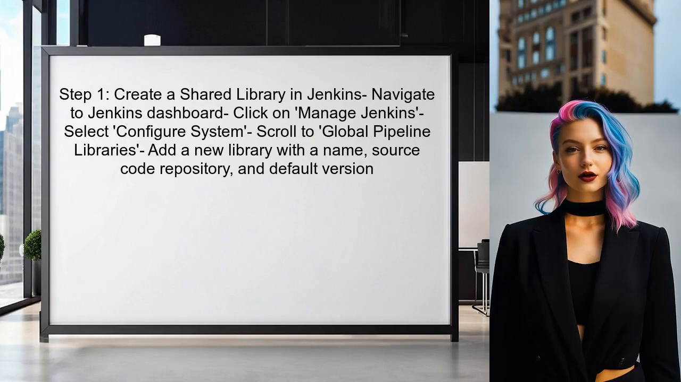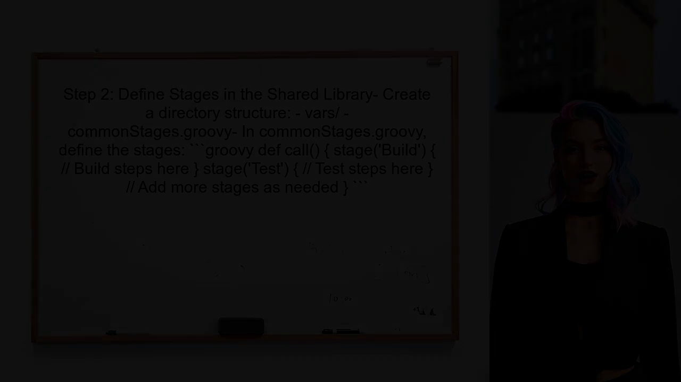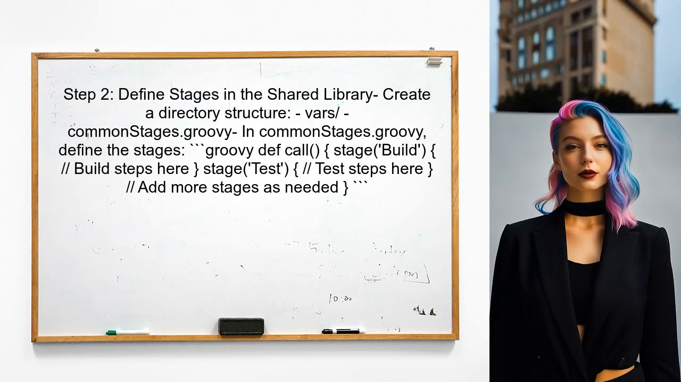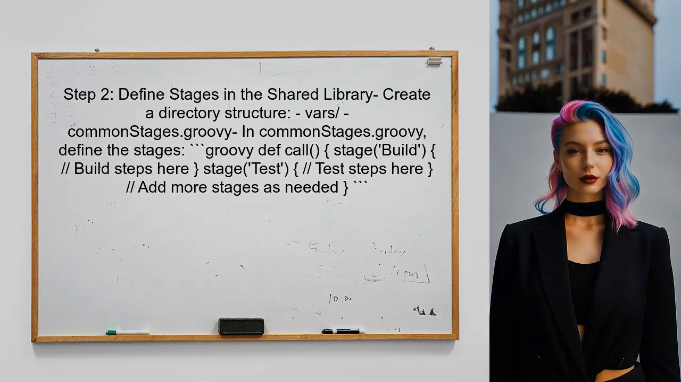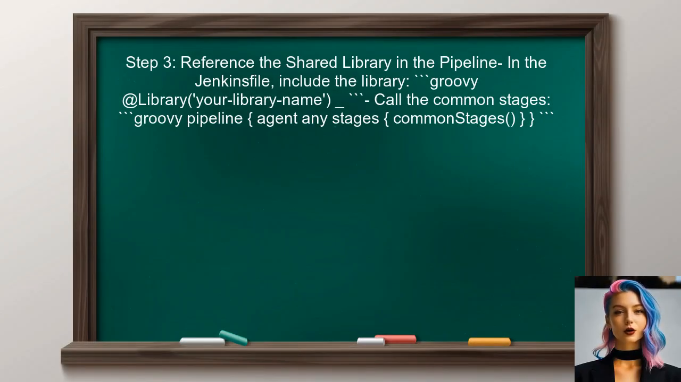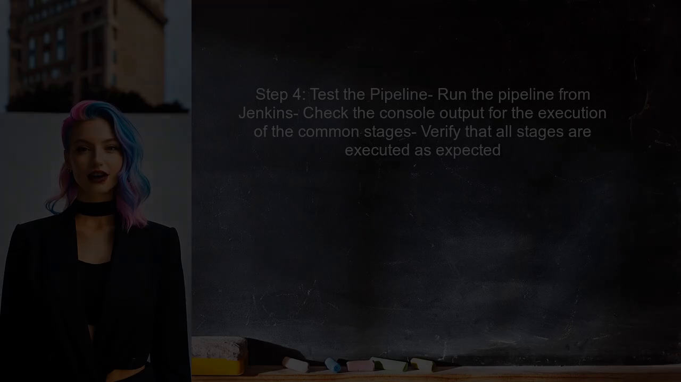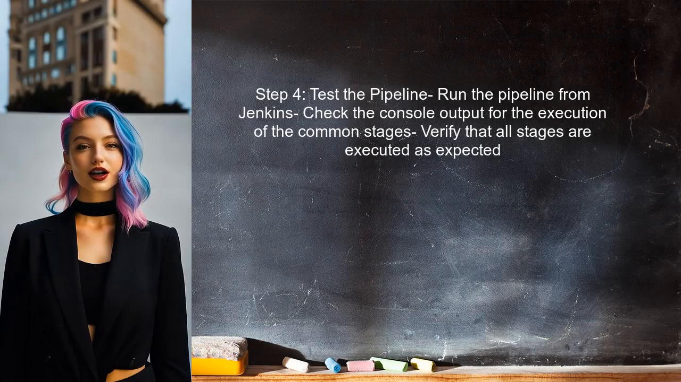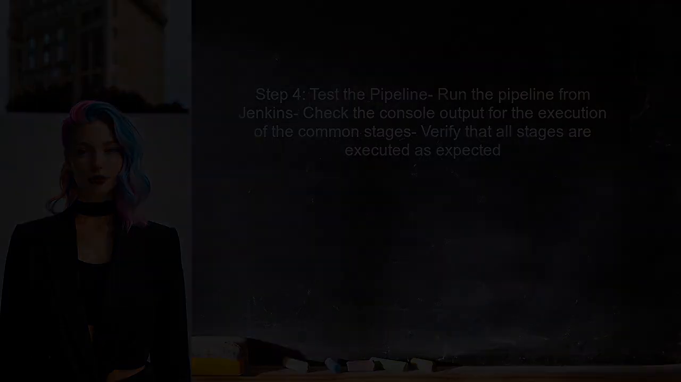This library will contain the common stages that can be reused across multiple pipelines. Next, the user should define the stages within the shared library. This is done by creating a Groovy script that outlines the stages. After defining the stages, the user can now reference this shared library in their declarative pipeline. This allows them to import the stages easily. Finally, the user should test the pipeline to ensure that the stages are being imported correctly. This can be done by running the pipeline and checking the output.